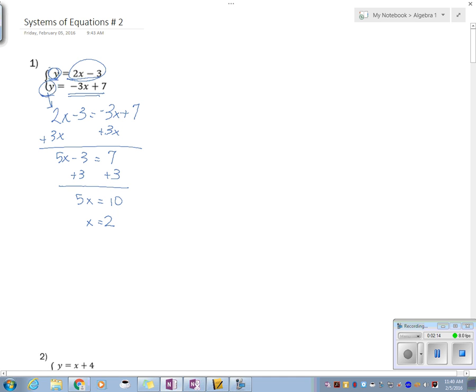So again, I'm going to share with you that that is not the answer. The answer is an ordered pair. The x value is 2. What's the y value? Well, y equals 2 times x minus 3. So 2 times 2 minus 3 is 4 minus 3. So y has to be 1.